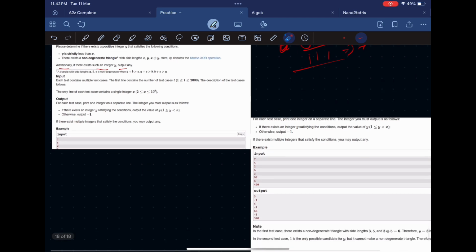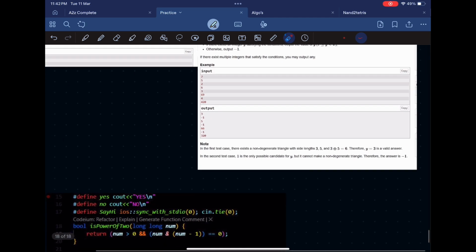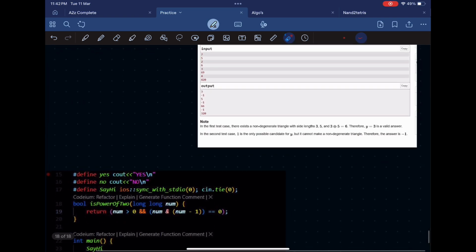So we can check some inputs. We are taking 7 integers. First is 5, and for 5 it is getting 3. Okay, so let's see how it is getting 3.